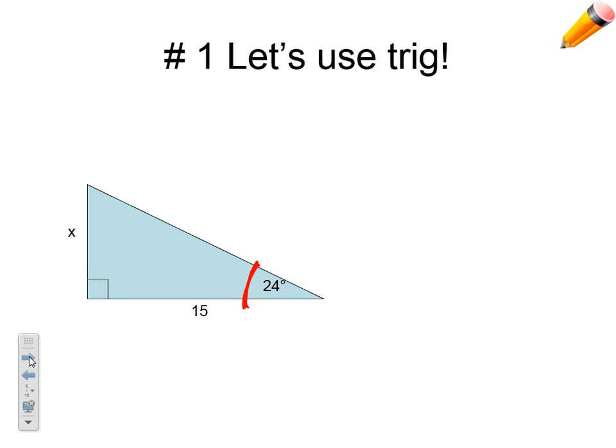And we're going to label what we know. We know this is the opposite and this is the adjacent. Those are the two things we're given. So using opposite and adjacent, we know we're going to use tangent. So when we're talking about tangent, we're talking about the angle 24. So that's my angle. Tangent 24 equals opposite over adjacent. So I have x over 15.